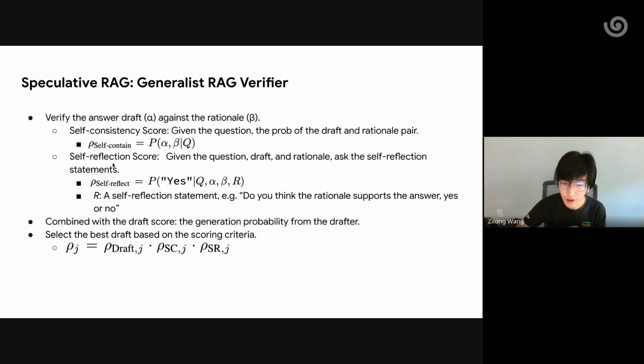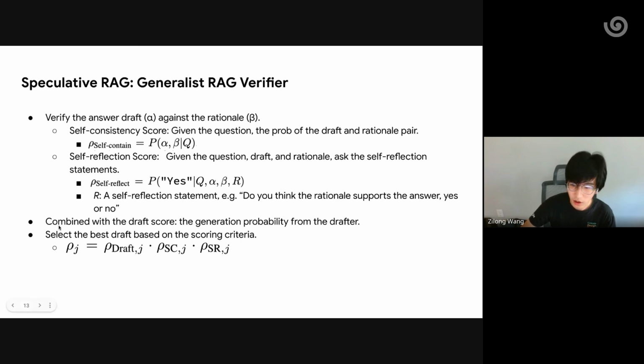The second score here is called the self-reflection score. In the conditional part, we have 4 things: the question, the draft, the rationale, and one R. R is a self-reflection statement. We use this simple one here. Do you think the rationale supports the answer? Yes or no? It's like a prompt to ask the language model whether it thinks this question, answer, rationale pair is good enough. It's good or not. So here is another score here.